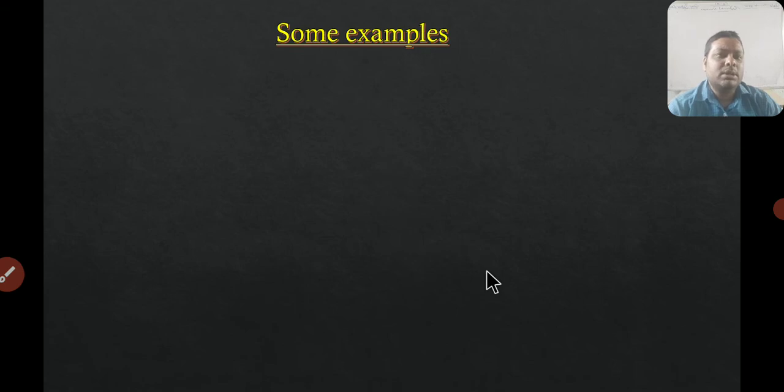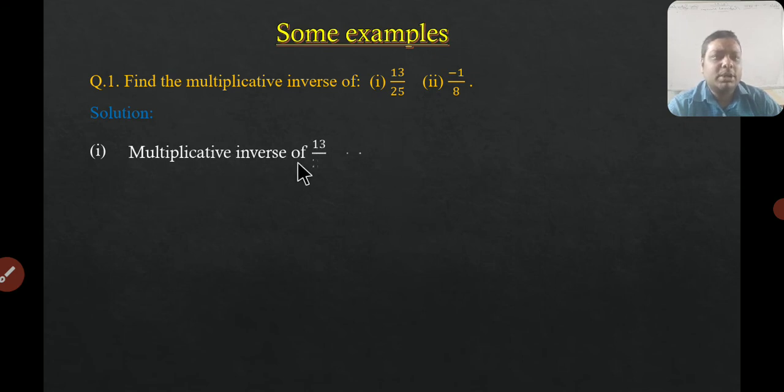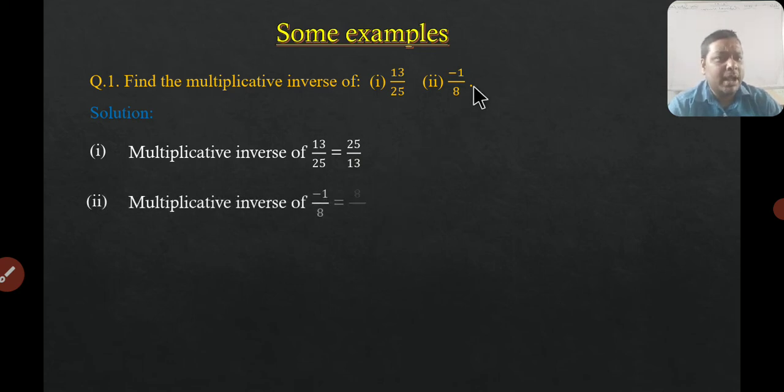So let's see some more examples. If we have to find the multiplicative inverse of 13 by 25 and minus 1 by 8. In that case, 13 by 25 is the question. Okay, so the multiplicative inverse of 13 by 25 will be 25 by 13, or we can say the multiplicative inverse is also called the reciprocal. Same as the multiplicative inverse of minus 1 by 8 will be 8 by minus 1, which is equal to minus 8.